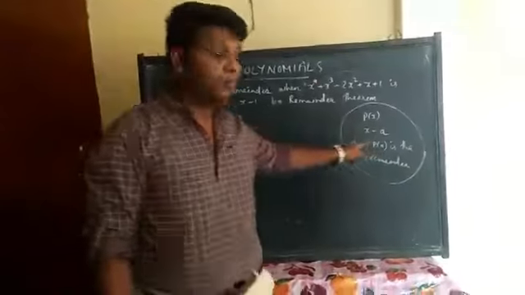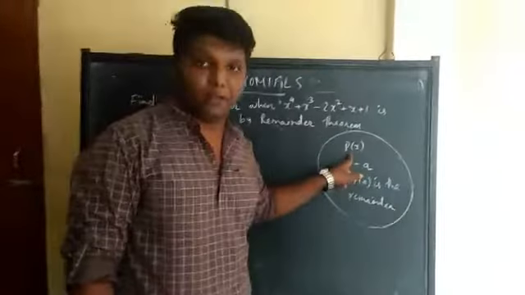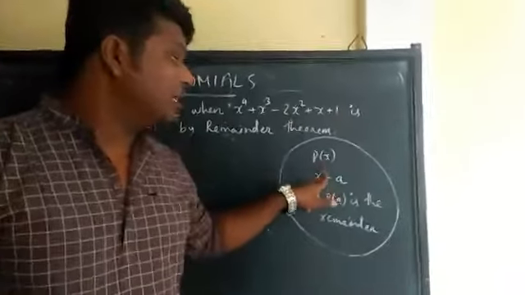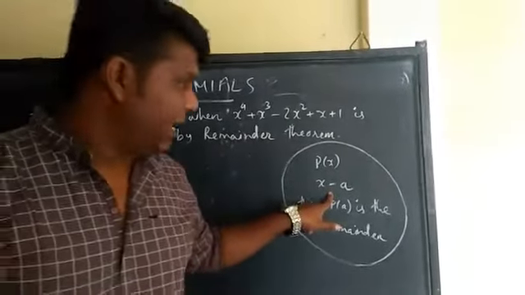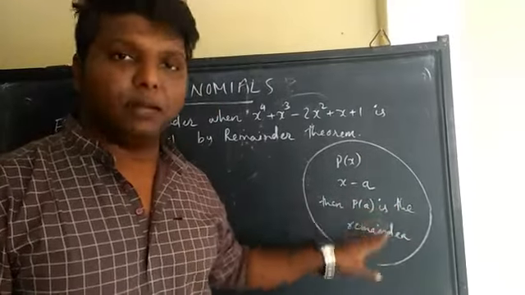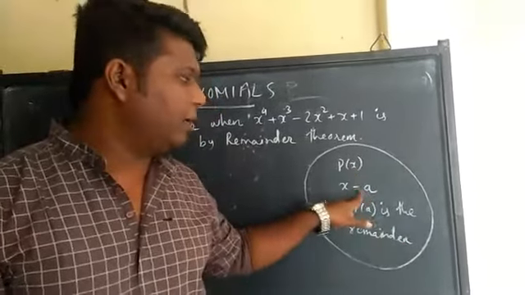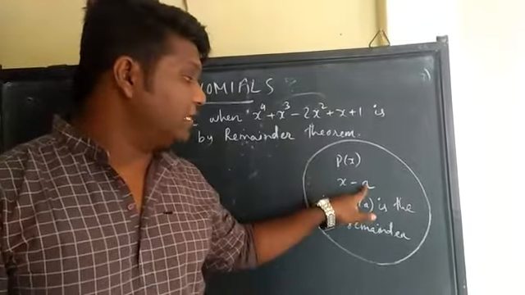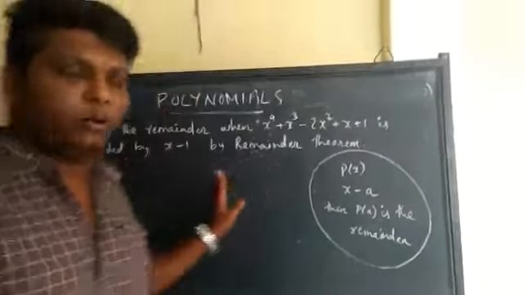I will tell you what the remainder theorem is. If you take a polynomial p of x, and if this p of x is divided by x minus a, then p of a will be the remainder. This is the theorem. If any polynomial is divided by x minus a, then p of a will be the remainder. Let us check it out here.